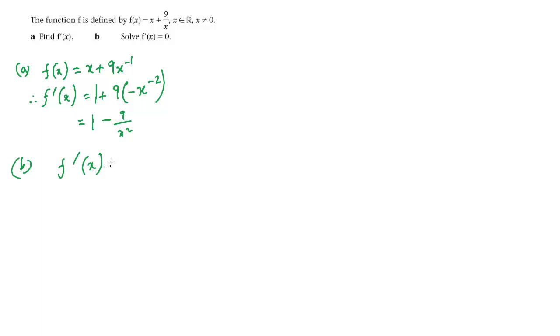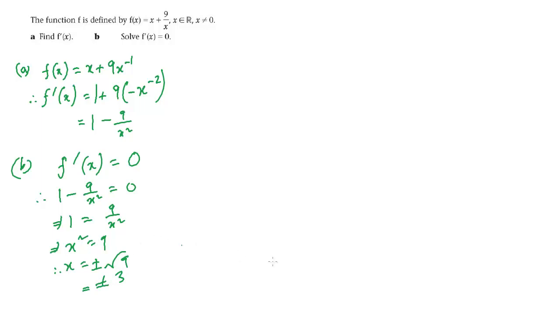Now in question number B, we have to solve f prime x equals to 0. So f prime x equals to 0. Be careful, this is not inverse. This is f prime x. Therefore, f prime x stands for 1 minus 9 by x squared equals to 0. We can write 1 equals to 9 by x squared. We can cross multiply and write x squared equals to 9. Therefore, x equals to plus minus square root of 9, which is plus minus 3.